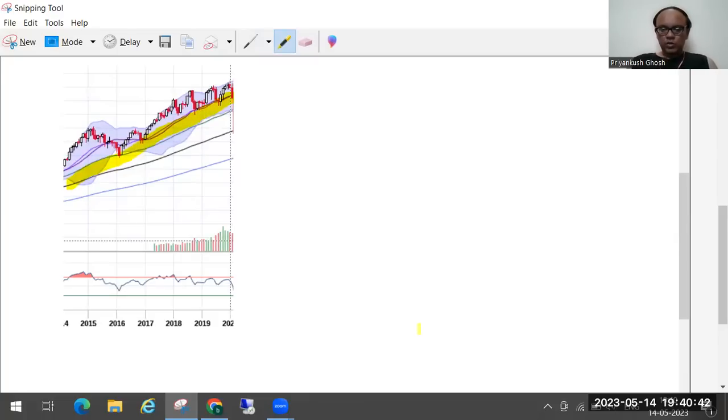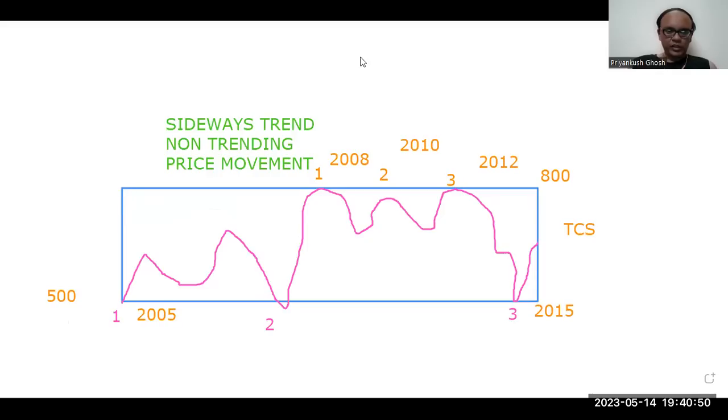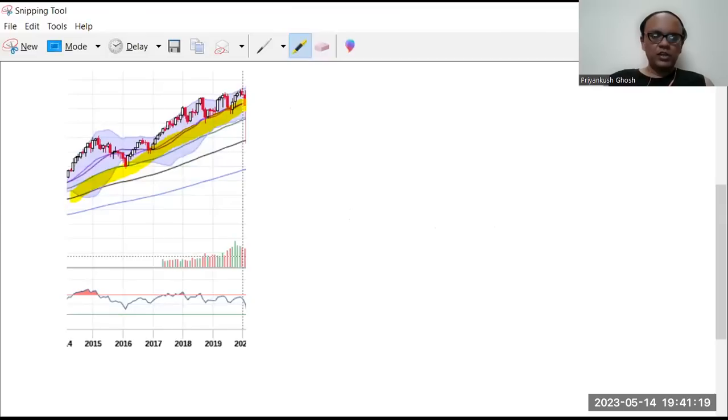Now let me go to the whiteboard once. In the whiteboard you saw this rectangle, a horizontal rectangle, right? This blue colored rectangle you are seeing is a horizontal rectangle. So the price was moving within this band, up and down within this band. But what we have here is this yellow line. See this yellow line. Is it an upward sloping line?